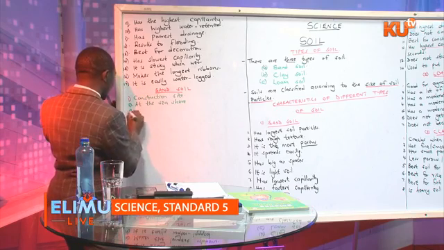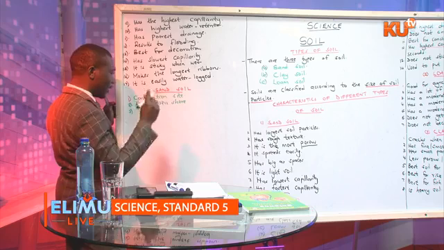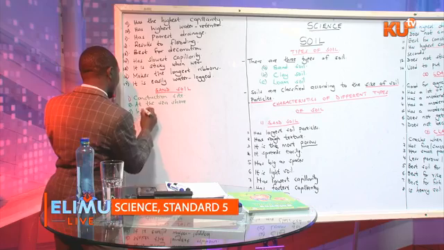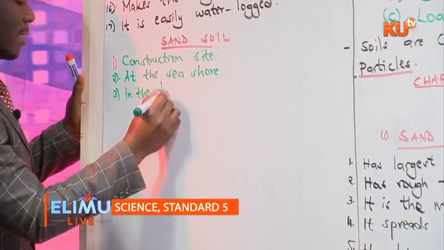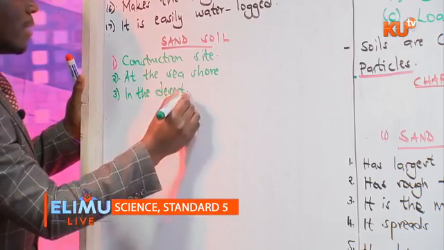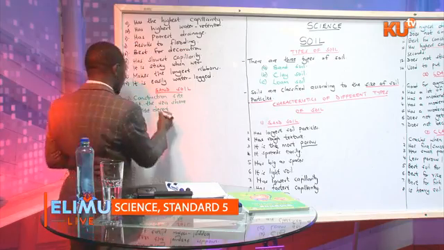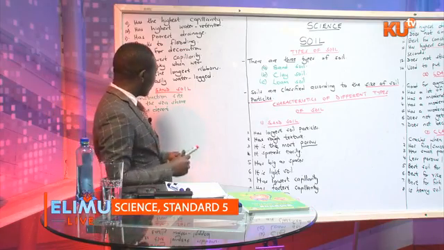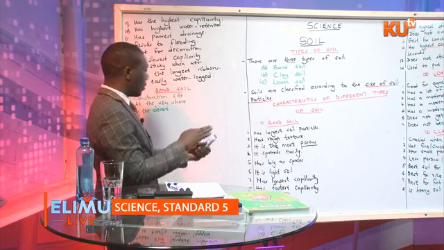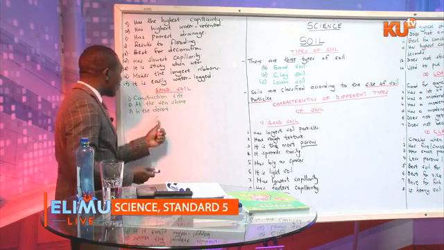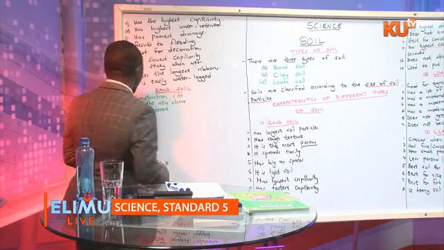Number 3, this type of soil is found even in the place called desert. Let me just write desert. In the desert. Some books refer to it as arid or semi-arid areas. So in the desert, you know that the camels' hoofs are adapted to doing what? Walking in sandy places. So that's why you'll find that sandy soil is found in desert.